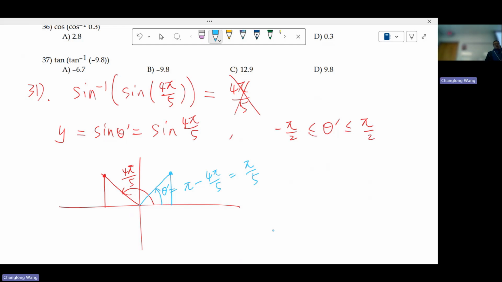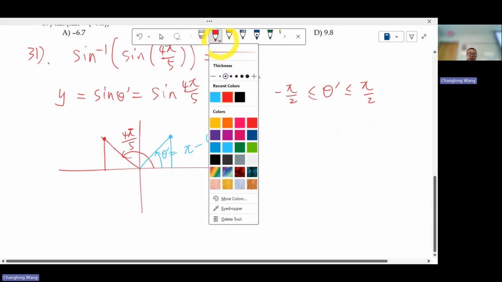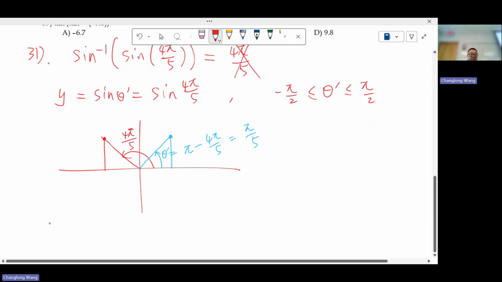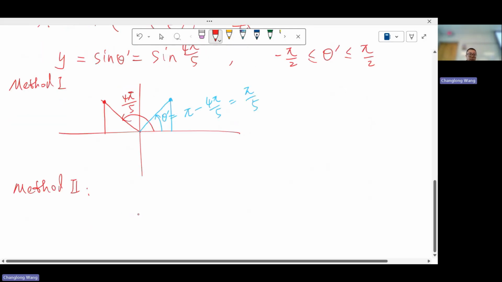So that's what we did, right? A couple weeks ago. So now let's see if you're going to like a slightly different way. Let's say this is method number 1. Method number 2. Now you're going to get yourself a formula in the second method. Hopefully that's probably better than thinking about geometry.